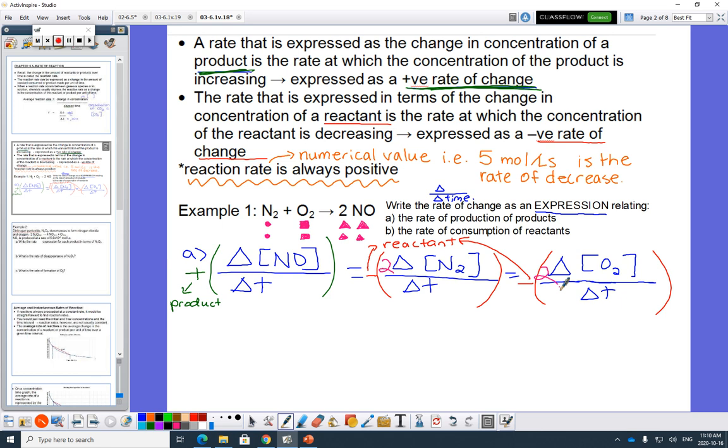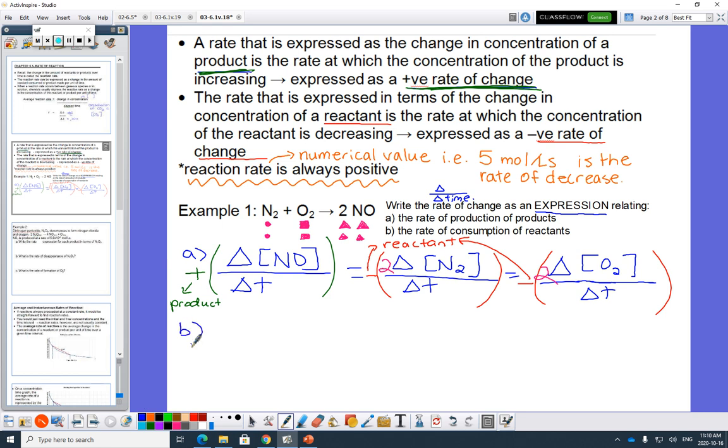So a very ruthless kind of question would be that every single one of them has a different coefficient, which the next example is a little bit like, okay? So now, again, say it in your head. The rate of production of this product is twice as fast as N2 is being consumed and twice as fast as O2 is being consumed. So then B, let's do the other way.